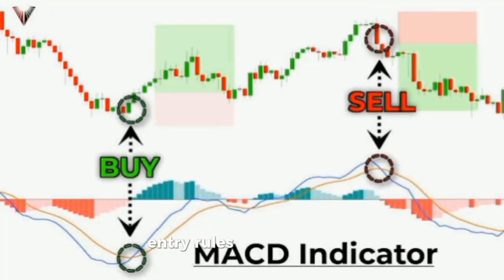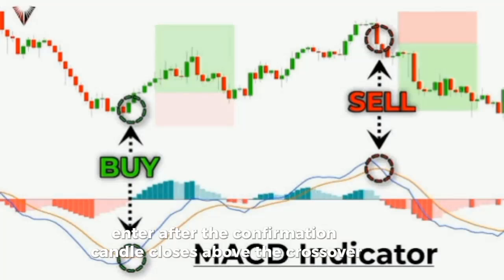Entry rules. I take a buy trade when the MACD line crosses above the signal line, the histogram turns positive, and price is above key support or EMA 50. Enter after the confirmation candle closes above the crossover.